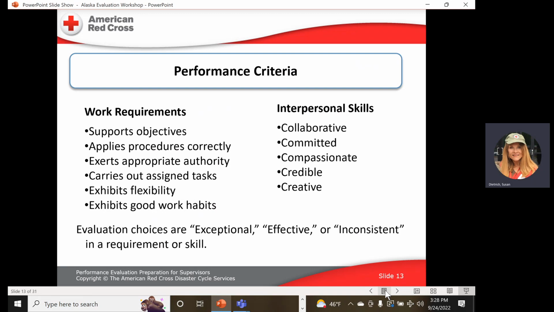Now, collaborativeness can be whether or not somebody is working as a team member, giving input, not just on an island themselves. It's pretty easy to tell if somebody is committed, devoted to the mission and Red Cross, their heart is there, compassionate toward the clients.